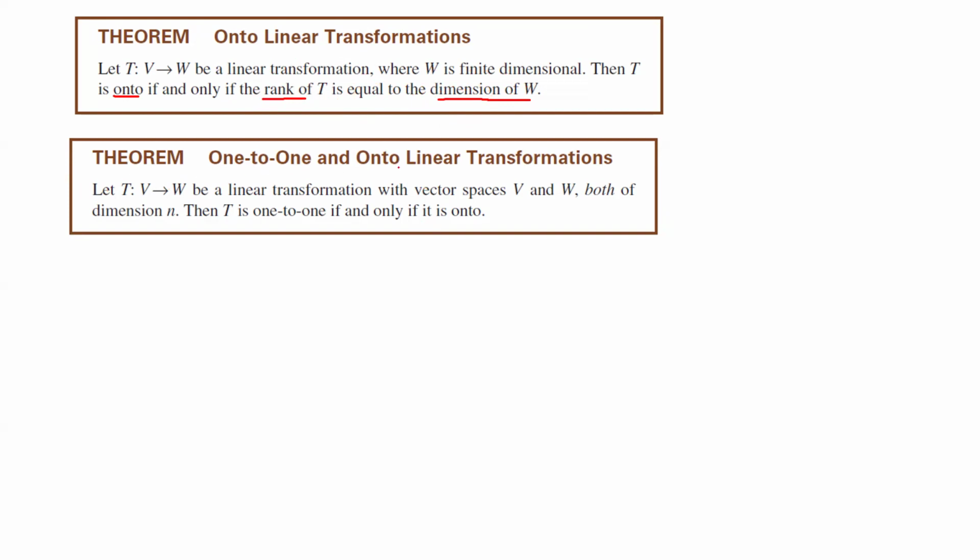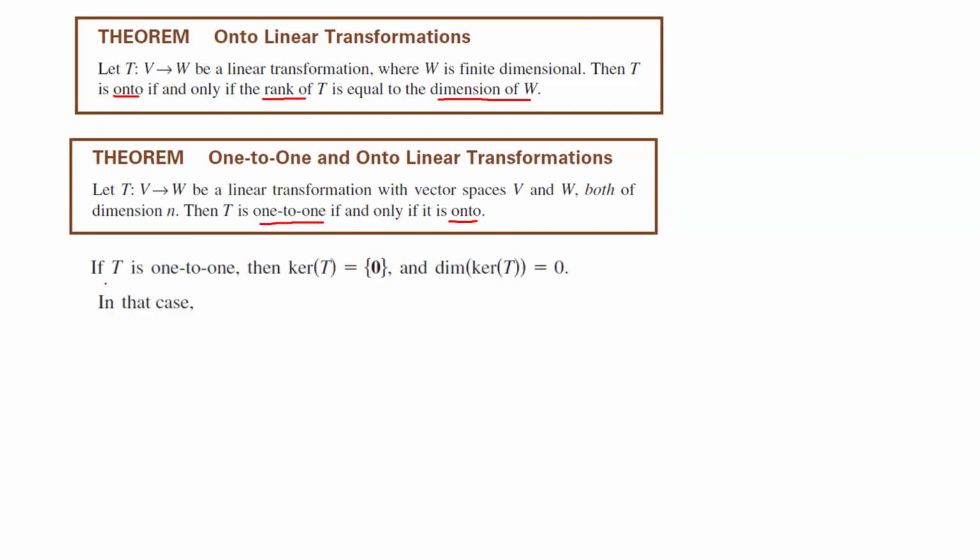Theorem, one-to-one and onto linear transformations. Let T from V to W be a linear transformation with vector spaces V and W, both of dimension n. Then T is one-to-one if and only if it is onto. So as long as V and W have the same dimension, if T is one-to-one, for sure you can say that T is onto. If T is onto, for sure you can say that T is one-to-one as well.